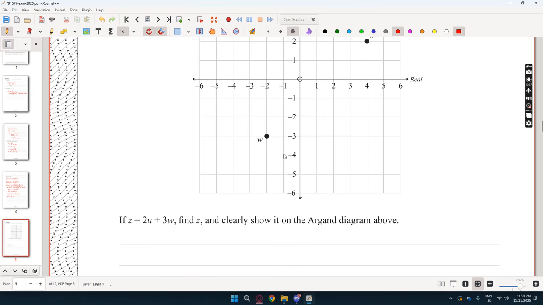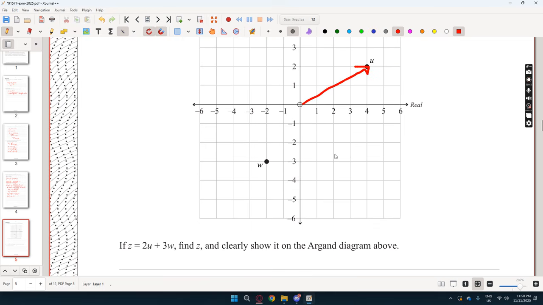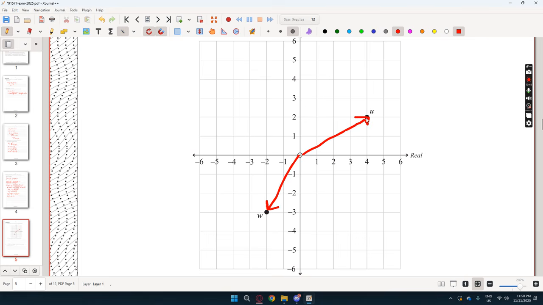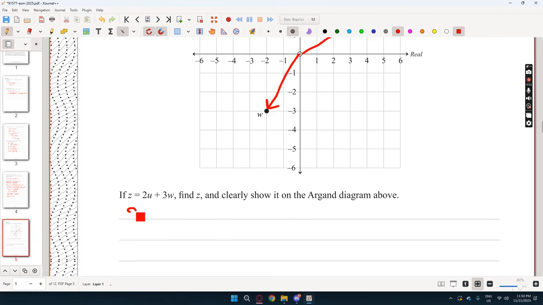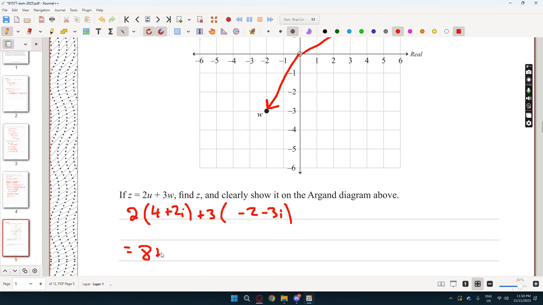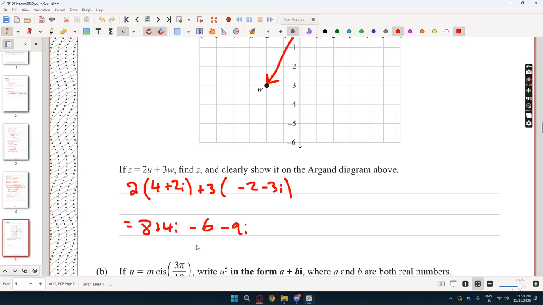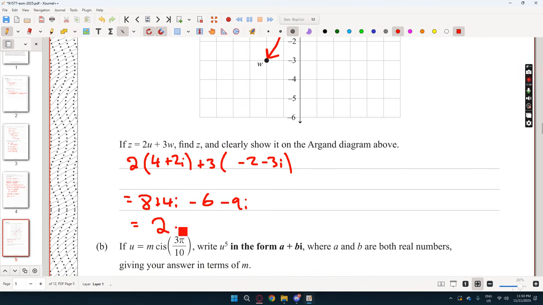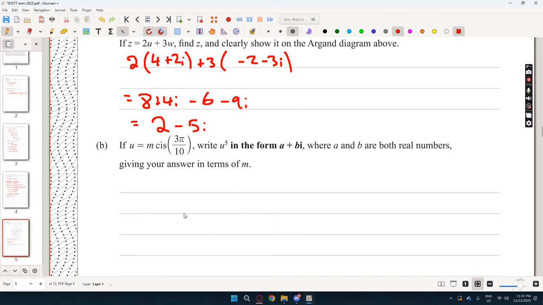Z equals 2u plus 3w. Right, so u goes 4 across, 2 across. Well, okay, so it's 2 lots of u, which is 4 plus 2i, plus 3 lots of minus 2 minus 3i, equals 8 plus 4i minus 6 minus 9i. 8 minus 6 is 2, 4 minus 9 is minus 5. U to the 5. So the modulus goes to the power of 5. De Moivre's theorem tells us that's 3 pi on 2, which is negative i. So minus 5i.